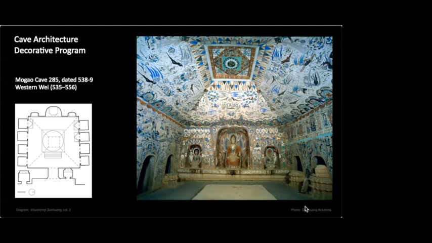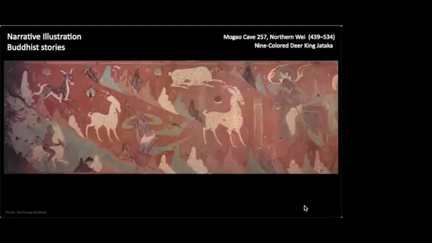I'd like to turn now to a different topic, a type of painting found throughout the Mogao caves, murals of narrative illustration. Here we see a detail from the Jataka of the 9-colored deer in Mogao Cave 257. How are stories told visually? What kind of painting techniques and motifs are used?